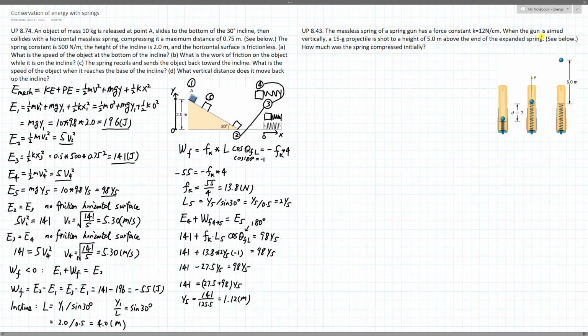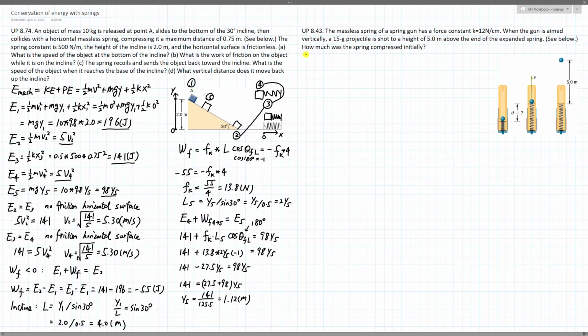So now when the gun is aimed vertically, a 15-gram projectile is shot to a height of 5 meters above the end of the expanded spring. See below here. How much would the spring compress initially? So let's think about this. We have 3 different parts of mechanical energy. Again, there's kinetic, there's gravitational potential, there's also this spring compression potential energy.